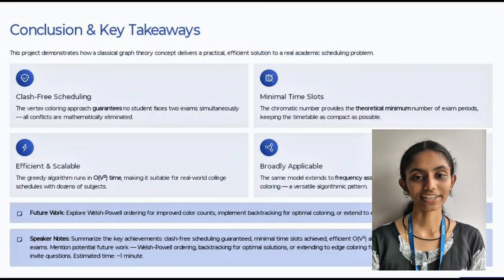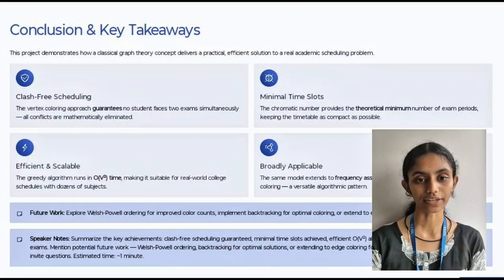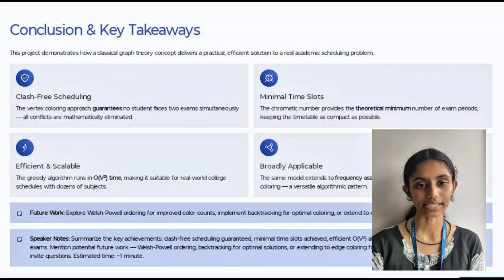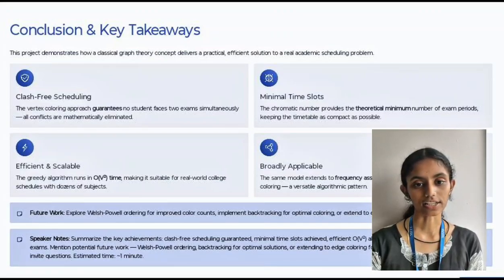In conclusion, graph coloring helps us create a clash-free exam timetable. It ensures that no student has two exams at the same time and uses the minimum number of time slots. It is efficient and works well even for many subjects. These techniques can also be applied to other problems such as map coloring and resource allocation.